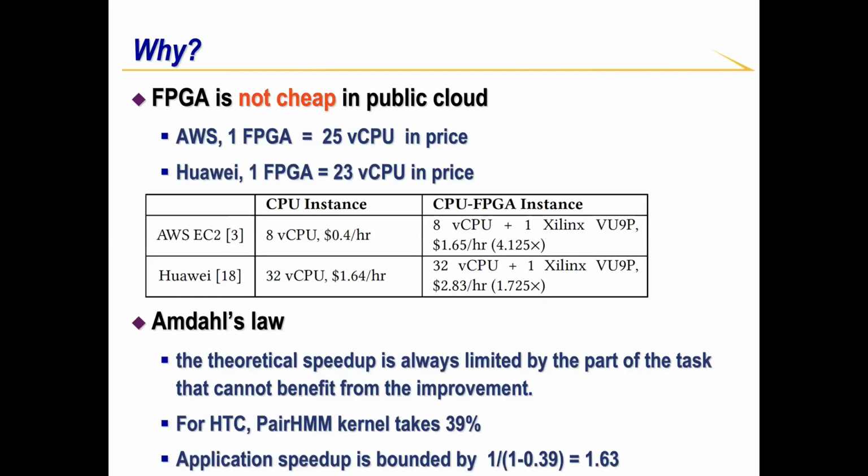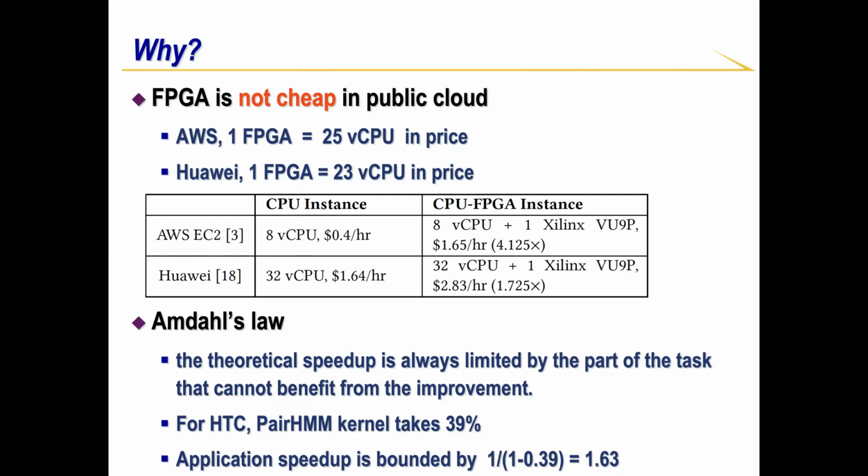Why is that? Firstly, FPGA is not cheap in public cloud. In AWS, one FPGA is priced at around 25 CPU cores. In Huawei Cloud, one FPGA is priced at 23 CPU cores. However, due to Amdahl's law, the theoretical speedup is always limited by the non-accelerated part. For example, in HTC, the PairHMM kernel that can be accelerated takes only 39% of the whole application. The application speedup is thus bounded by 1.6x.